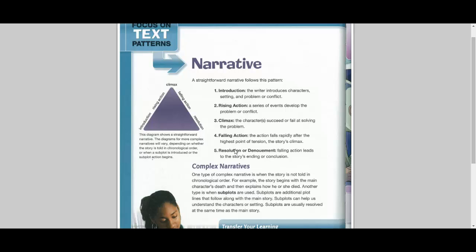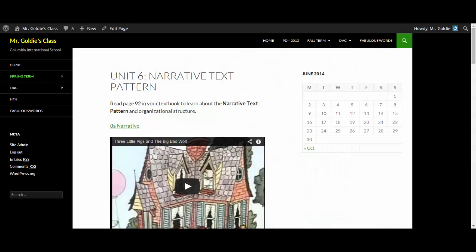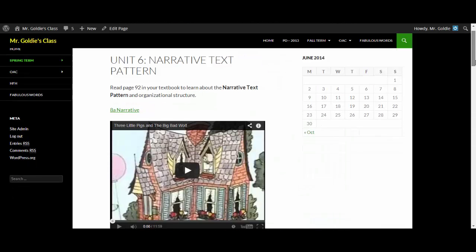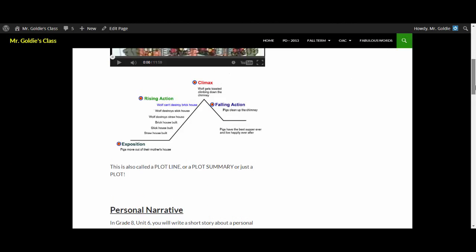Okay? The resolution, or denouement, as it's pronounced in French, basically is your story's conclusion. Okay, the falling action leads into this. All right, sometimes the problem is solved, sometimes it isn't. So we look back here, and you can see an example of this in the Three Little Pigs story.